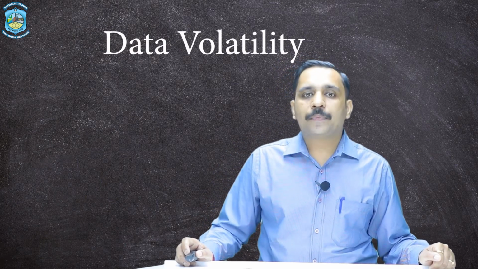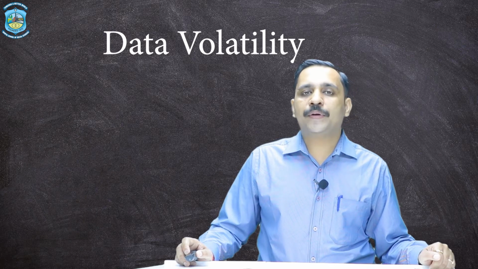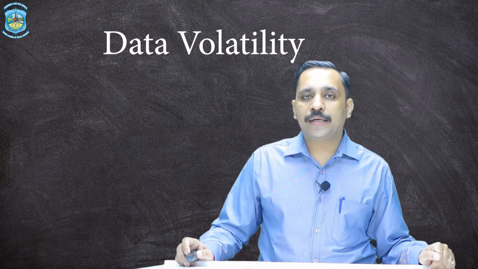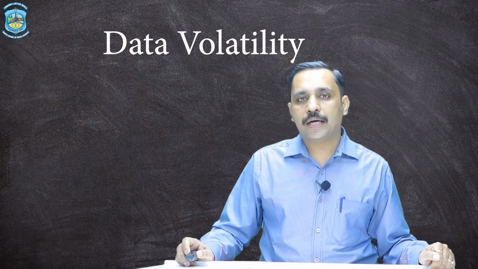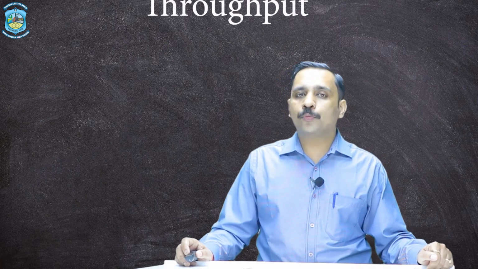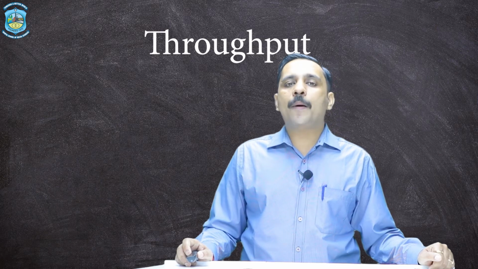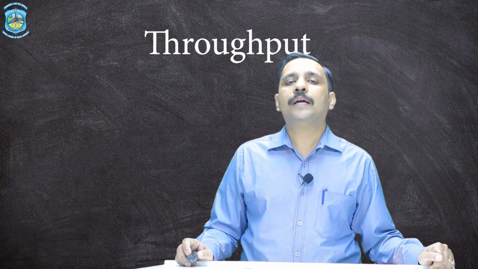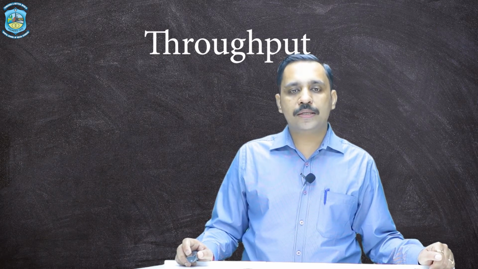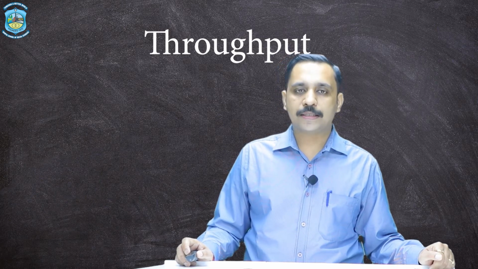Data volatility. The rate of addition and deletion of data records comes under data volatility. How volatile is our data to changes. Then throughput. It is the measure of transactions processed per unit time. How many transactions you can perform in a unit amount of time is known as the throughput of a DBMS system, or for that matter, a storage media.